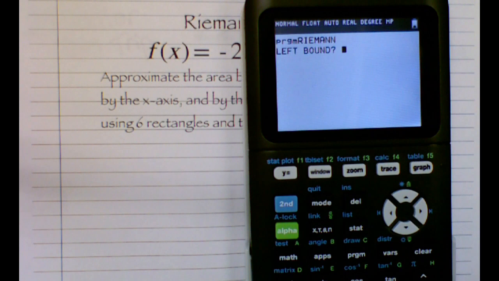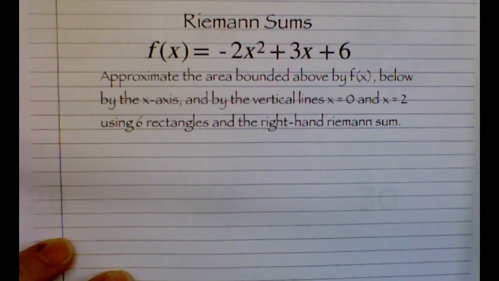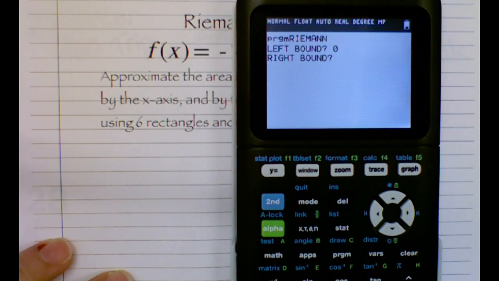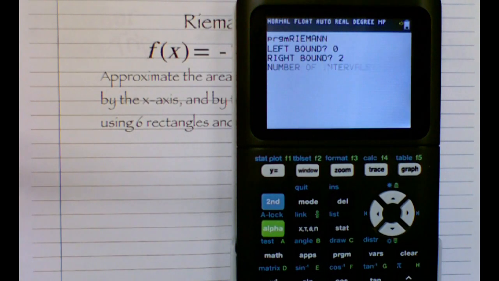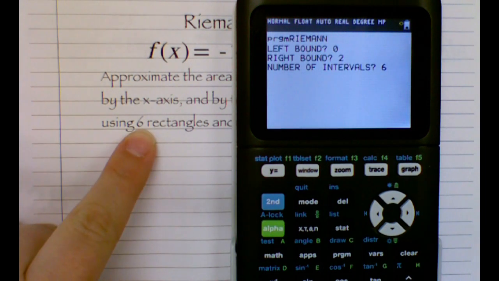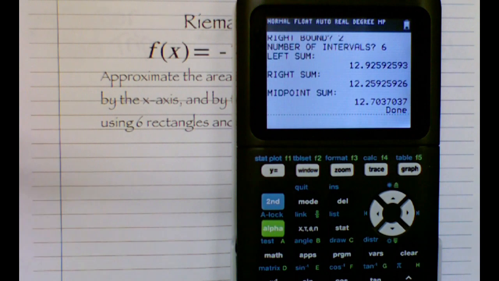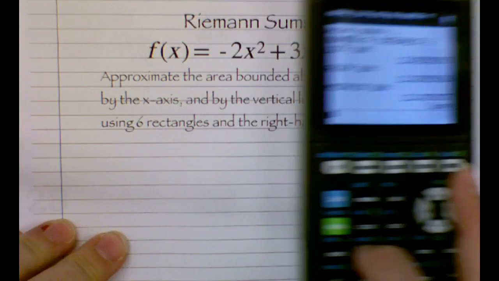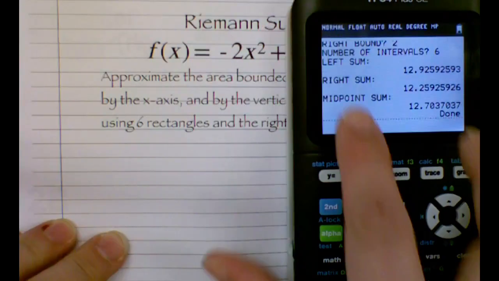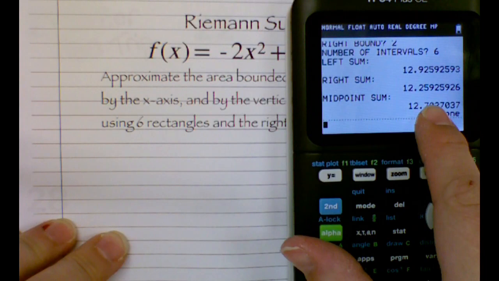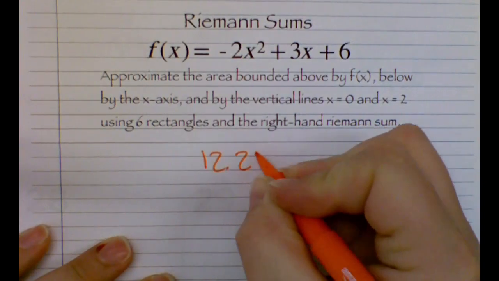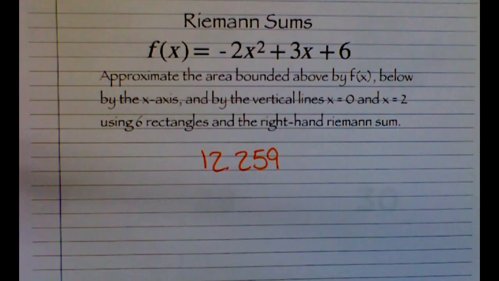Left bound. Well, we just said between 0 and 2, so that means my left bound is 0, enter. My right bound is 2, enter. Number of intervals, well, I want 6 rectangles, so I say 6, enter. This gives me 3 values. This problem said the right-hand Riemann sum, so I look at right sum 12.259. And there we have it.